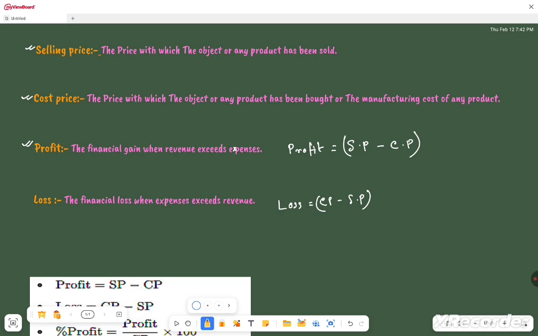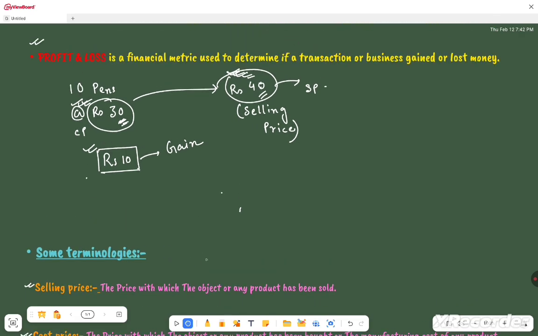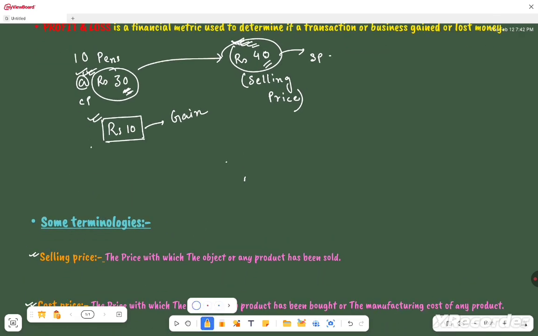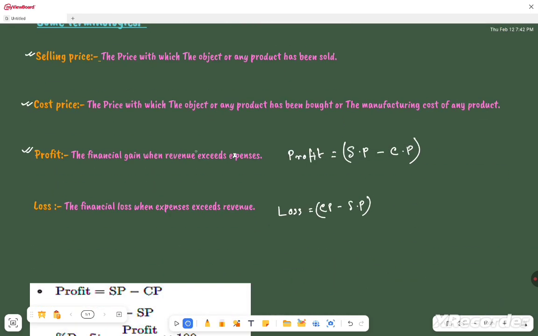That means if the revenue is less than the expenses, as in the above example, we can see that rupees 30 is the cost price. We are buying these 10 pens at rupees 30, and if we sell these 10 pens at rupees 20, our expense is greater than the revenue we are generating. So in that case, this 10 rupees margin is the loss in the business. So you can see loss is the financial loss when expense exceeds the revenue, and this is the formula.